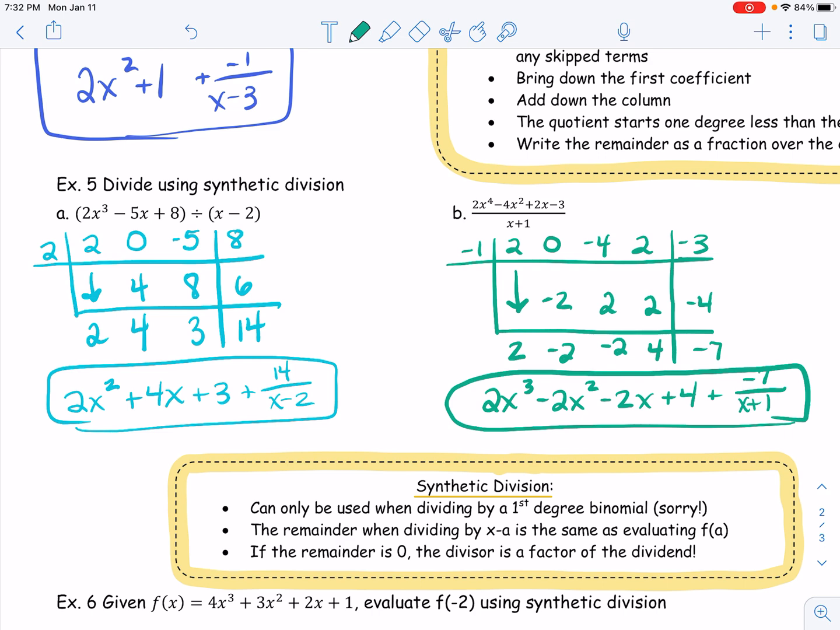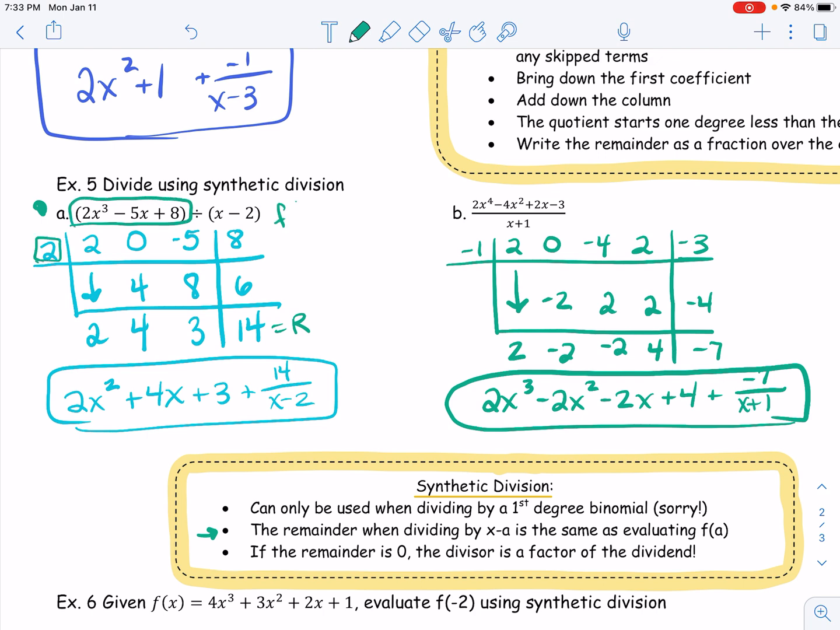When, this is pretty cool, the second bullet. The remainder, when dividing by x minus a, is the same thing as evaluating the function at a. Okay, so let's put this into perspective. Let's look at a and b here, because a had a remainder of 14 and b had a remainder of negative 7. This bullet point is saying the remainder when dividing by x minus a is the same as evaluating the function at a. So let's look at a. When I was dividing by x minus 2, my a value was 2. It's saying the remainder of 14 is the same thing as taking this function and evaluating it at 2.